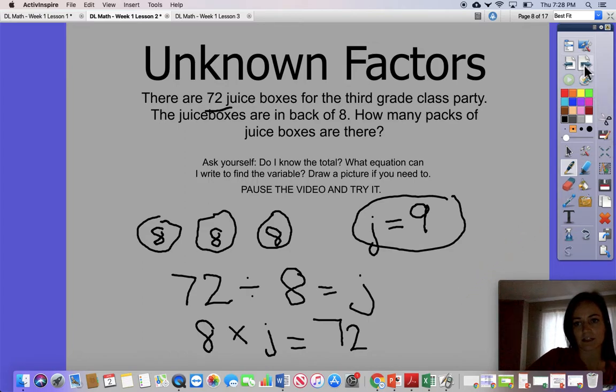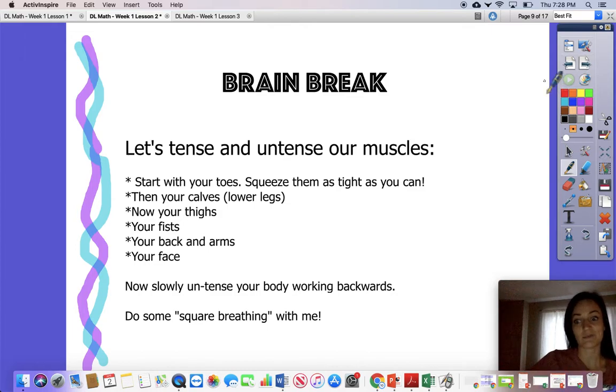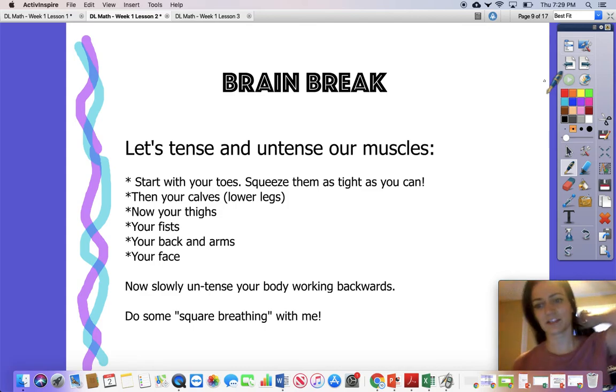All right, let's look at what's next. Now we got a brain break. Okay, and this one's one of my favorites. Also, it's getting really dark. Turn on my light. Okay, hopefully that's better.